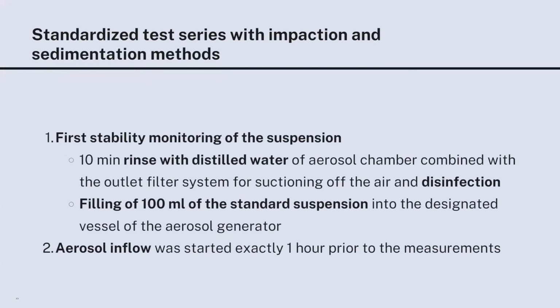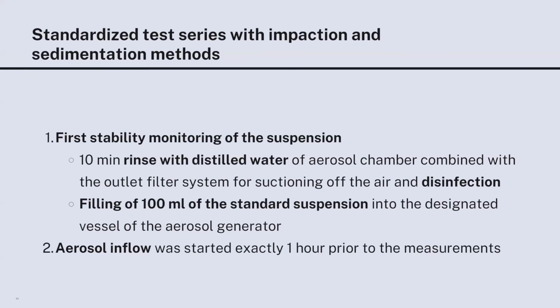The first step before measurements is the first stability monitoring of the suspension. Here, a 10-minute rinse of the aerosol chamber with distilled water is done, combined with the outlet filter system for suctioning off the air and disinfection, to be sure that it was free of contaminations. With this, you have the filling of 100 ml of the standard suspension in the designated vessel of the aerosol generator. This required defined fungal spore and bacterial concentrations, which were monitored through stability controls.